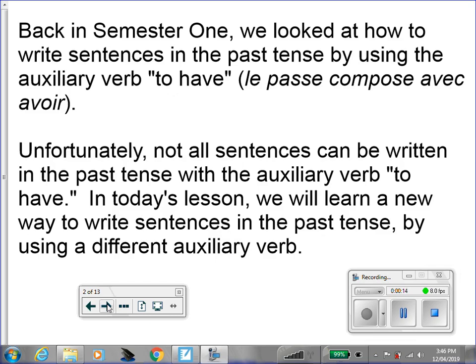Back in semester 1, we looked at how to write sentences in the past tense by using the auxiliary verb to have, or in French, le passé composé avec avoir. Unfortunately, not all sentences can be written in the past tense with the auxiliary verb to have. So in today's lesson, we will learn a new way to write sentences in the past tense by using a different auxiliary verb.